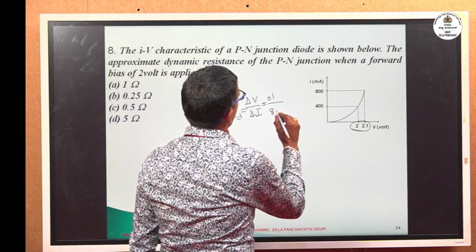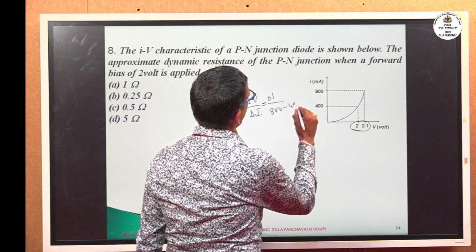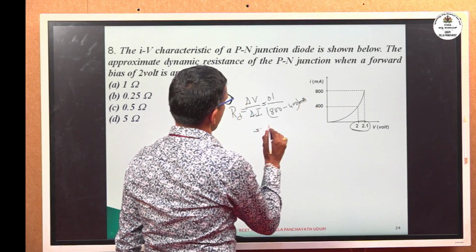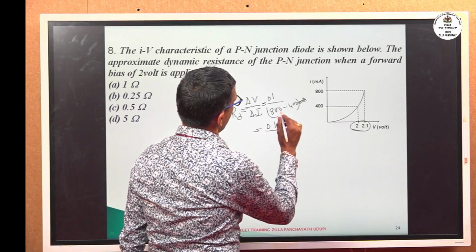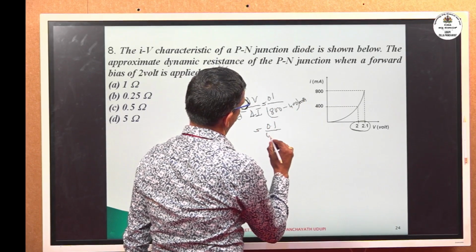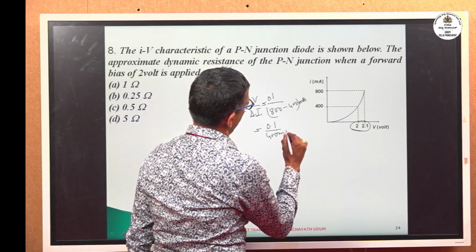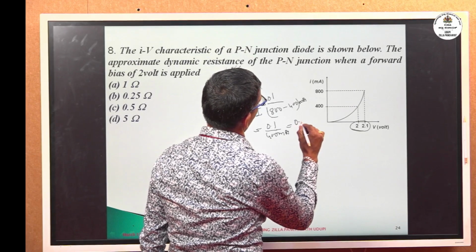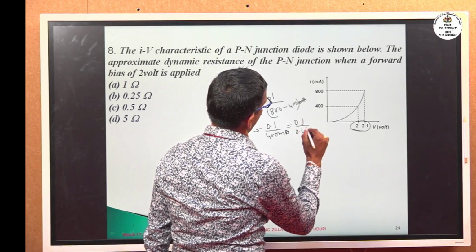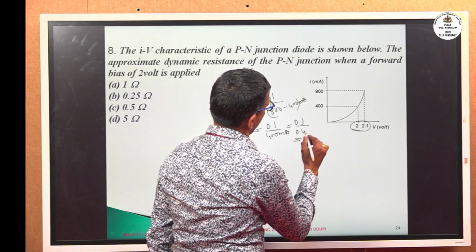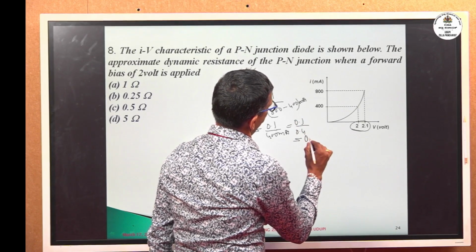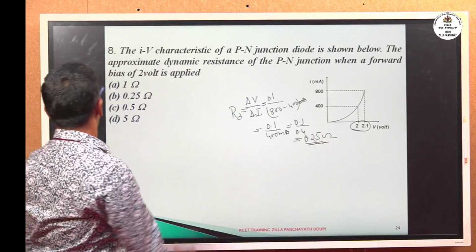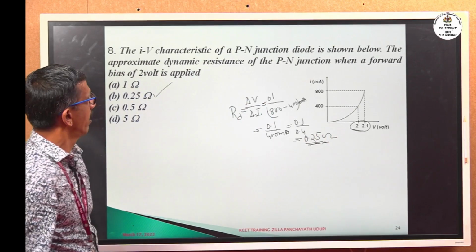800 minus 400 milli. That is 0.1 by 400 milli. 0.1 by 400 milli means 0.1 by 0.4 ampere. Voltage by current is resistance. 0.25 ohm is the right answer.